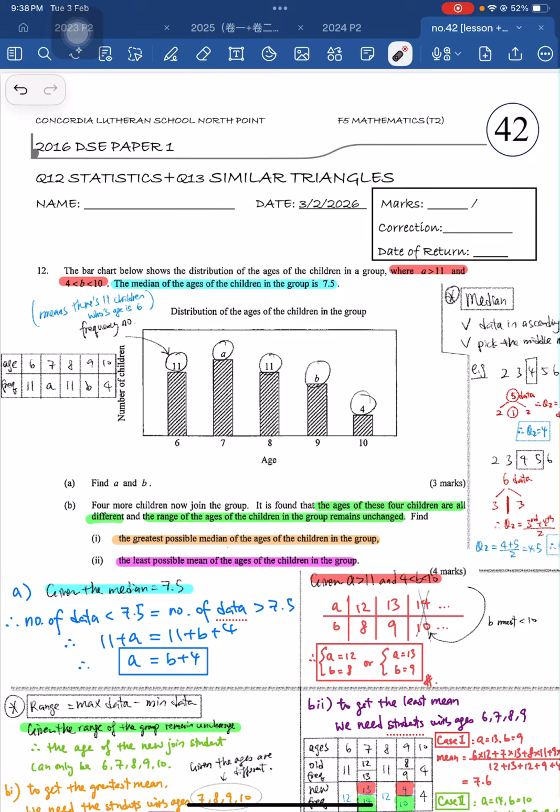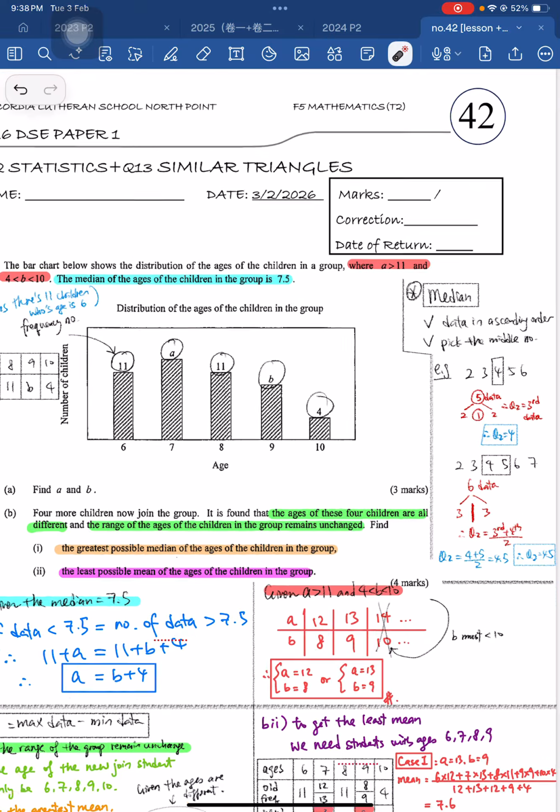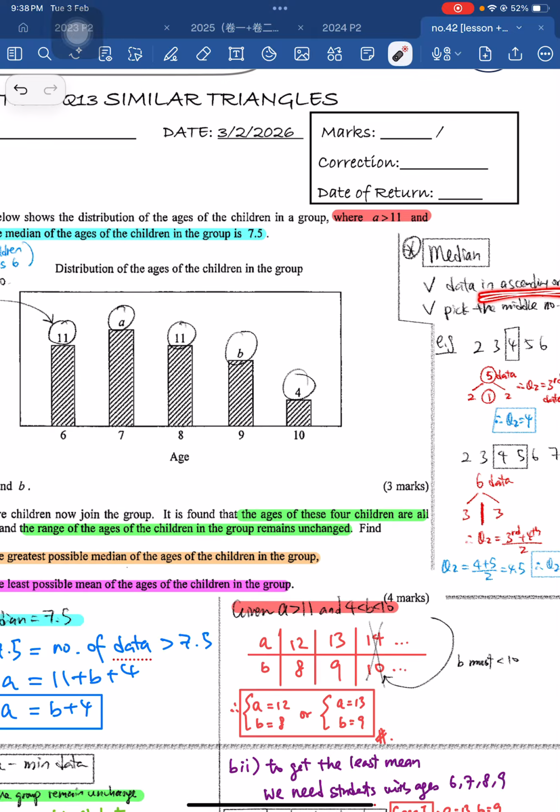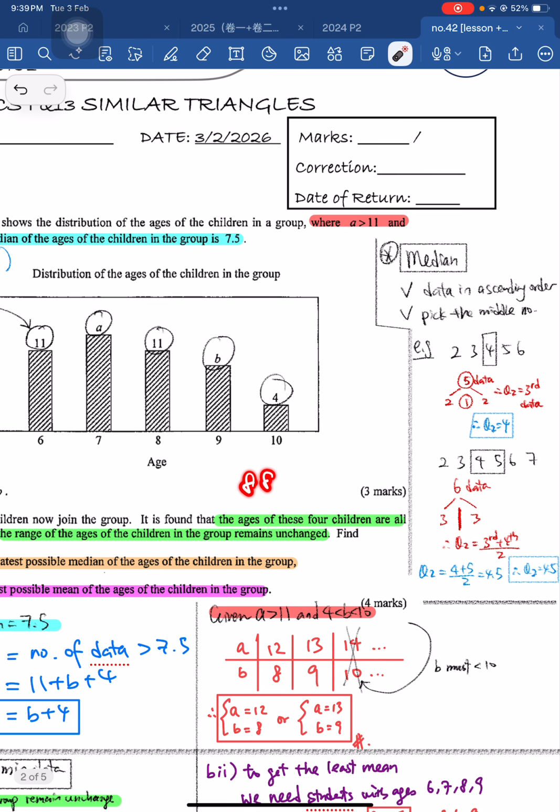Before we do the question, we can have a quick revision of the meaning of the median. To find the median of a group of data, first of all, the data should be in ascending order, which it already is. We have 6, 6, 6 for 11 students, then a lot of 7s, and then the 8s for 11 students as well. So it's already in order.